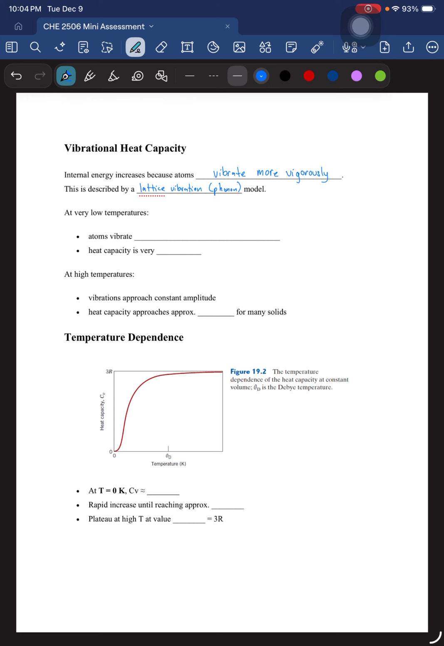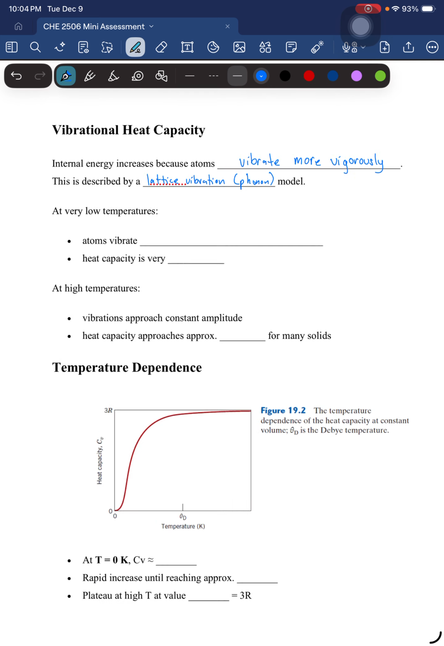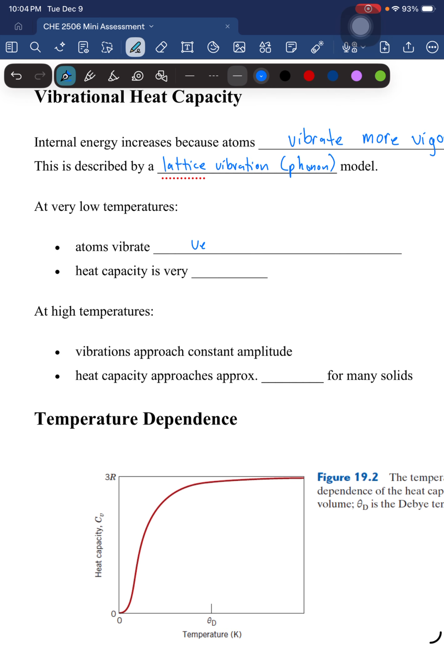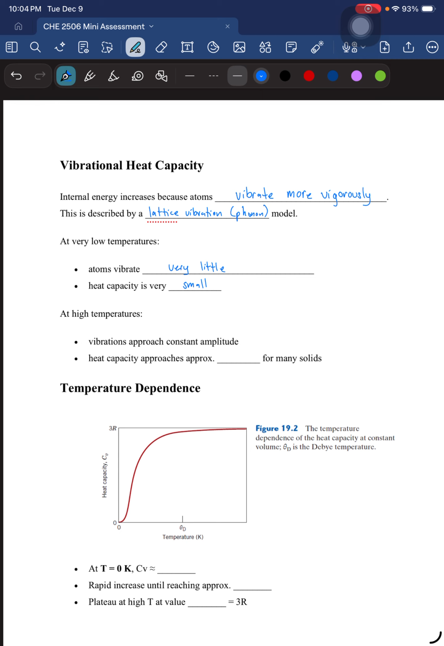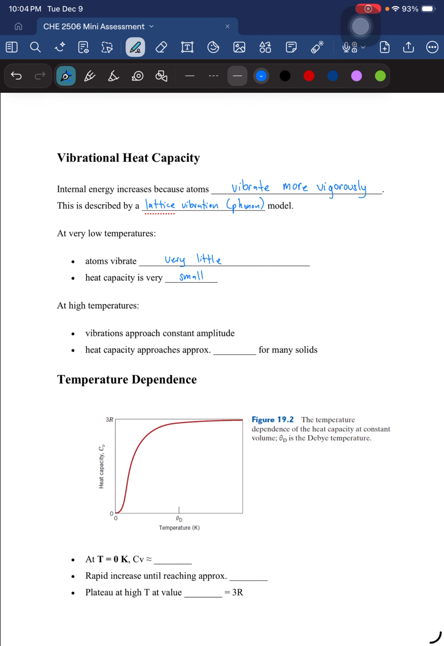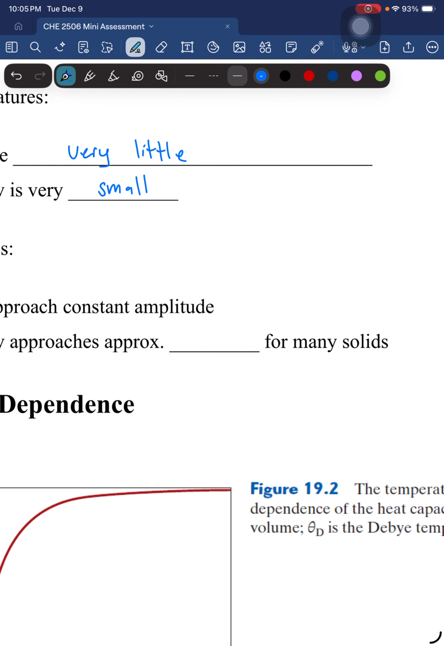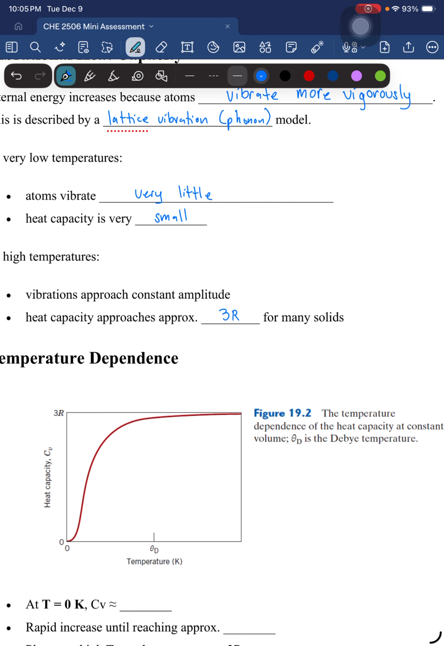At very low temperatures, atoms vibrate very little, as opposed to higher temperatures where they vibrate more, and the heat capacity is small. And at high temperatures, vibrations approach constant amplitude, and heat capacity approaches approximately 3R for many solids.